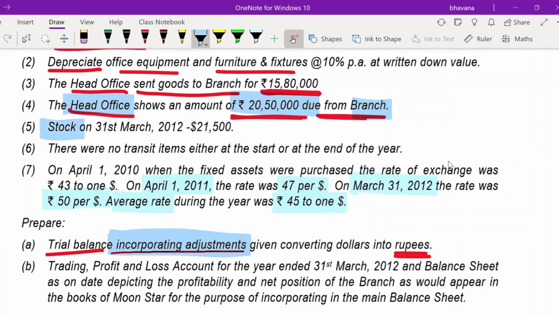Stock as on 31st March, closing stock. Then they told there is no transit items either at the start or end of the year. Okay, so just ignore that. Then on 1st April, one second.